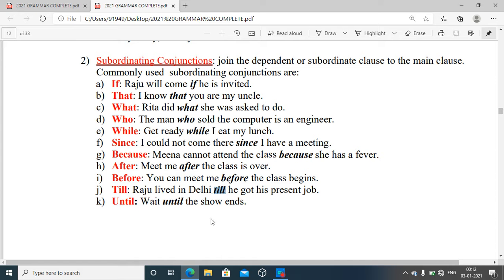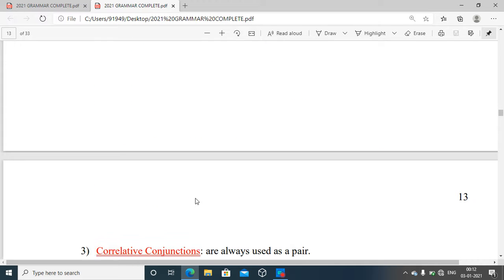Until. Wait until the show ends. You wait, it's an order. But you wait until the show ends. Here, until serves as a kind of joining between these two ideas. Wait. The person is told to wait. Until when? Until the show ends. Otherwise, you do not have a connection in between. That's all with that part.